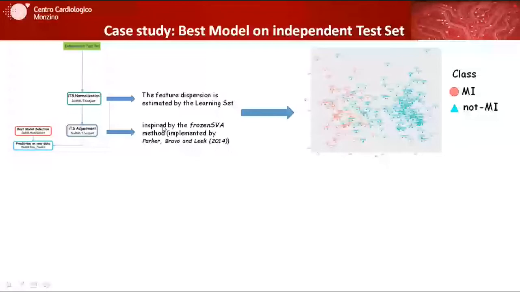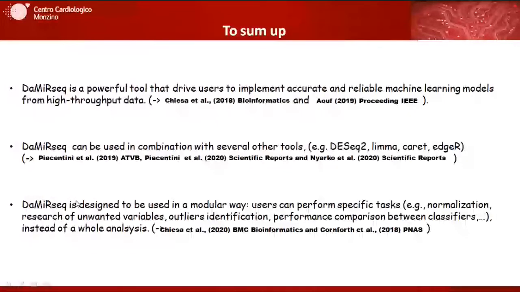So to sum up, in this presentation I just want to give you an overview of the potential of DaMiRseq, which is a powerful tool that drives the user to implement accurate and reliable machine learning models from high throughput data, such as omics data. DaMiRseq can be used in combination with several other tools. And what's important is that it's designed to be used in a modular way, so the user can perform specific tasks instead of the whole machine learning analysis.